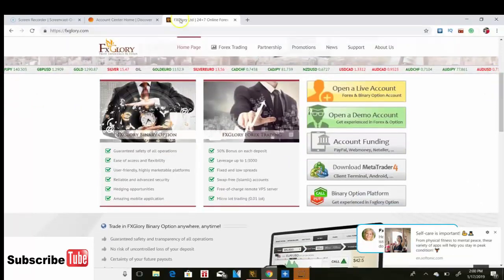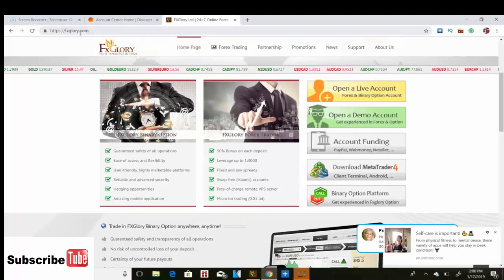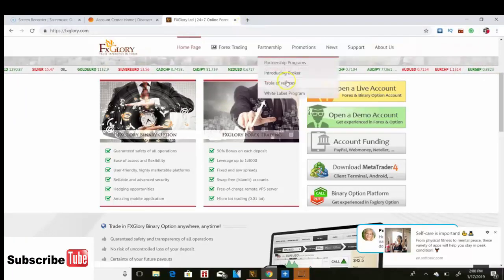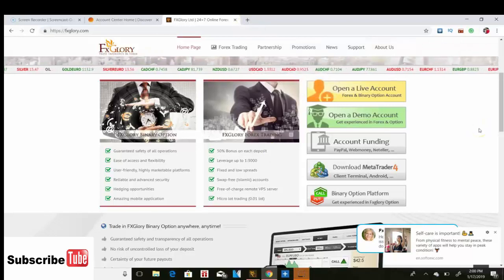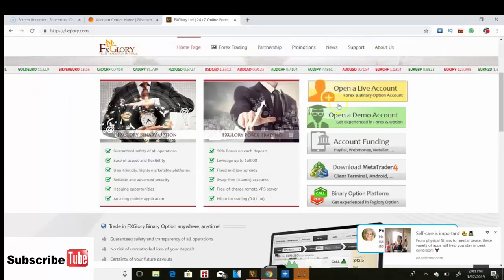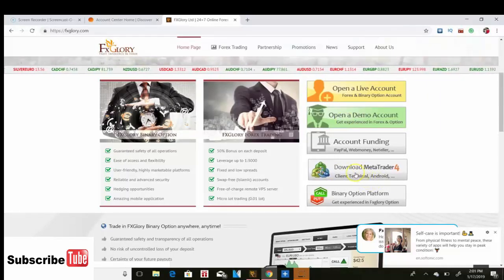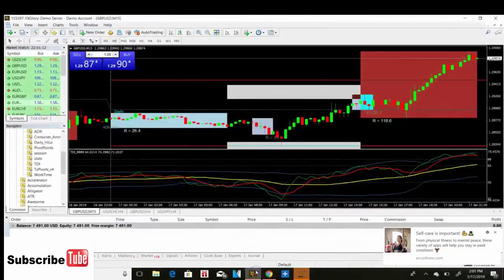So you can go to fxglory.com, and I usually just use FX Glory to trade demo. You could also use Trader's Way to trade demo as well. But when trading live, every now and then I might use FX Glory, but I'll use tradersway.com. But like I said, you can go to FX Glory, click on open a demo account, download the MetaTrader 4, which is this right here. Okay, this is what's called the MetaTrader 4.